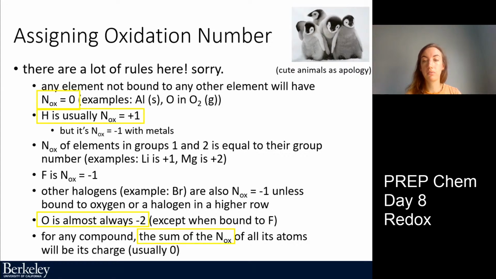Really, the most important rules are that if there's an element in its elemental form where it's not bound to atoms of any other element, the oxidation number of all those atoms is 0. Hydrogen is basically always +1, oxygen is basically always -2, and then the summing of the oxidation numbers of all atoms in a molecule has to be equal to its charge. The other rules are true and important, but if you remember just those 4, it'll get you pretty far. Okay, I'm just going to pause a little bit more for questions.